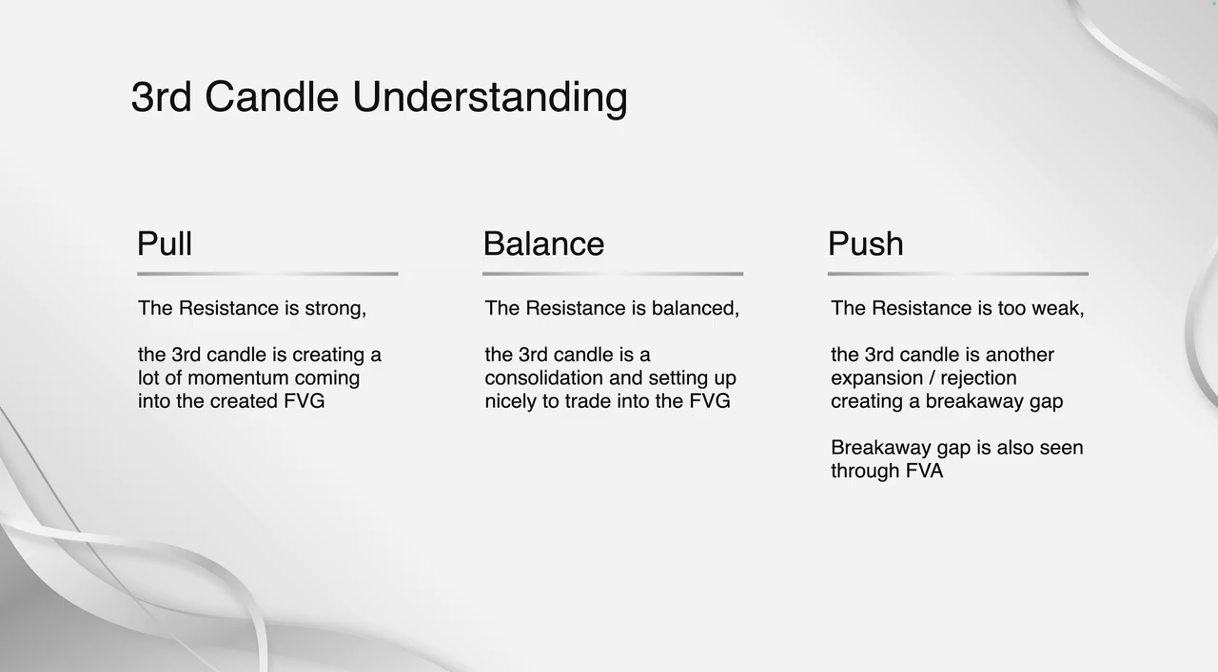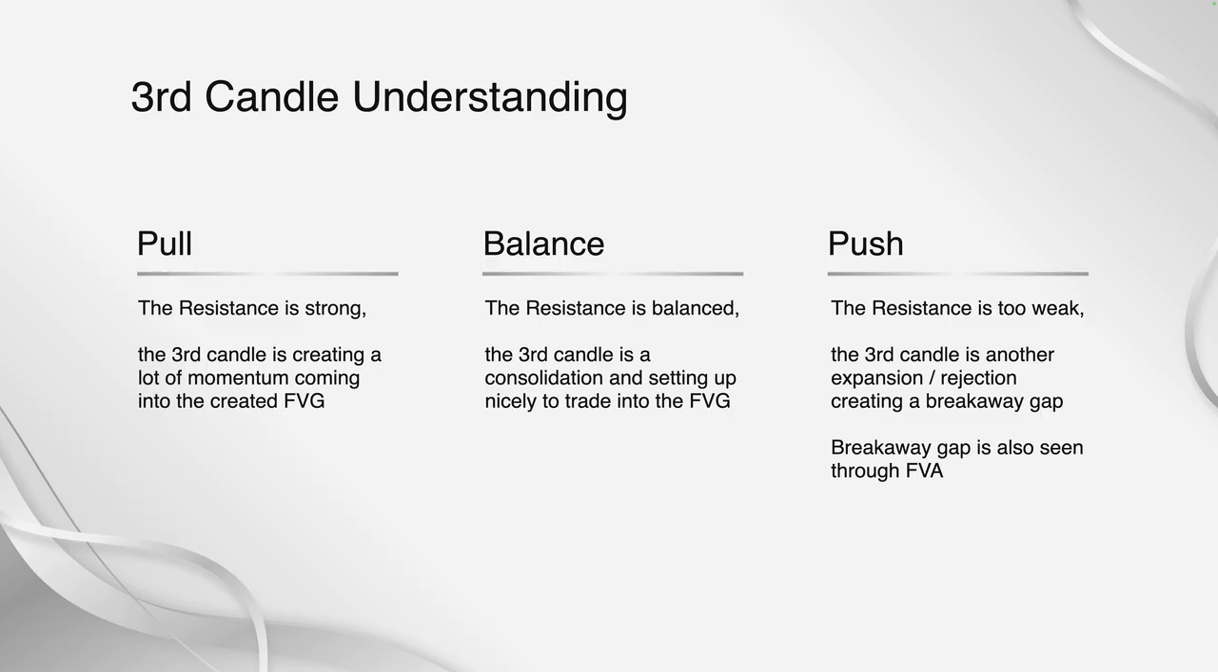The push is where the resistance is too weak. So where we had pull, resistance is too strong, where we have a huge retracement, the resistance is too weak right there. So the third candle is another expansion / rejection, creating a breakaway gap. To first clarify, a breakaway gap is a fair value gap. It looks the exact same, but a breakaway gap is actually a gap where we do not expect a retracement into. So we already expect us to continue higher or continue lower. This is when the third candle, just like the second candle in that fair value gap, is an expansion phase candle.